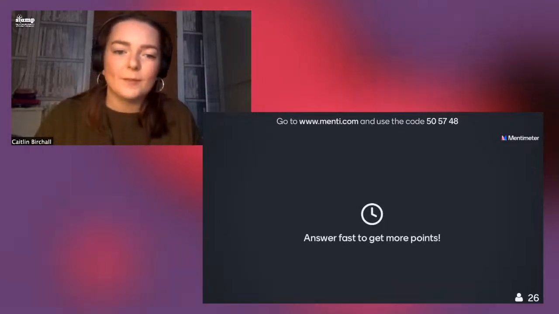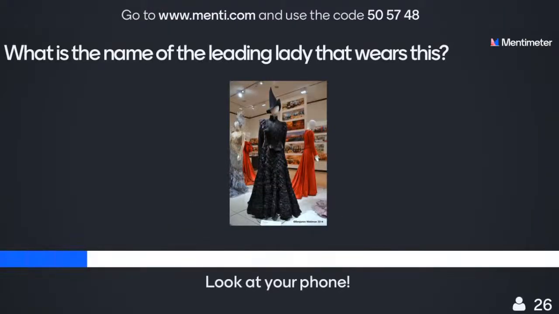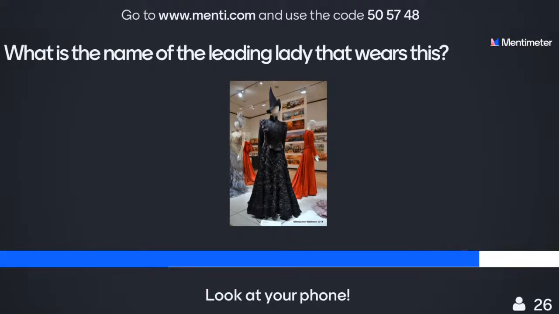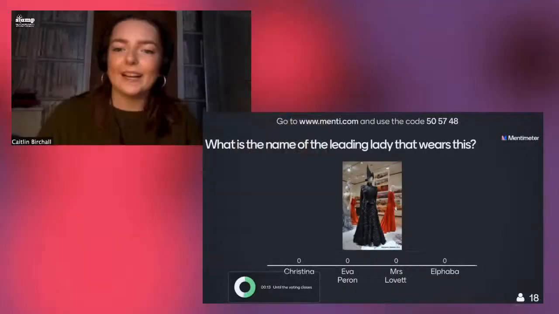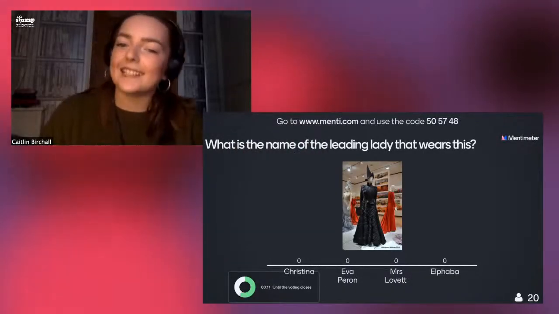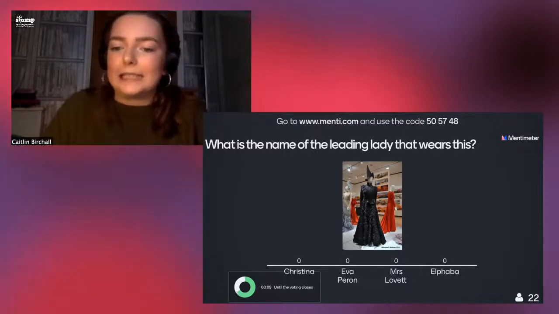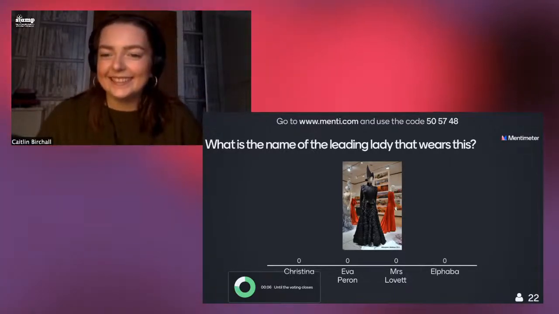Okay, so answer fast to get more points, as you all know by now. What is the name of the leading lady that wears this? Your options are Christina, Eva Perón, Mrs. Lovett, or Elphaba. And I'd like to point out, I believe that this is the costume in the forefront of the image. Because it could be that red little number at the back. It could be the one from The Handmaid's Tale in the background there. But I think it's the black little gown in the front. Little black dress, yeah. You're both so smart.